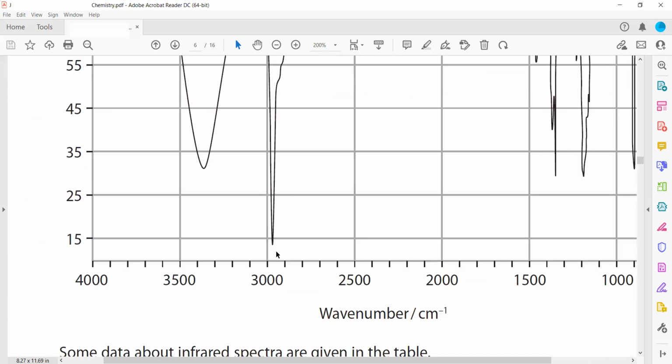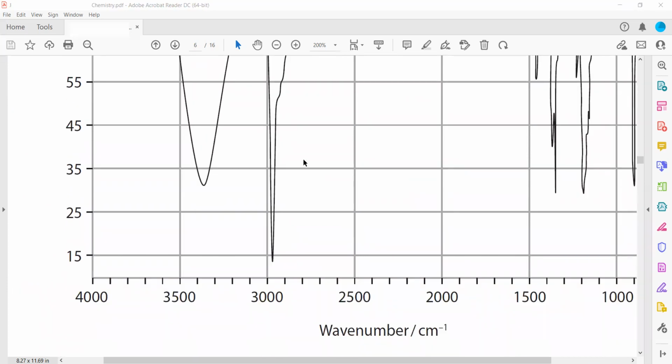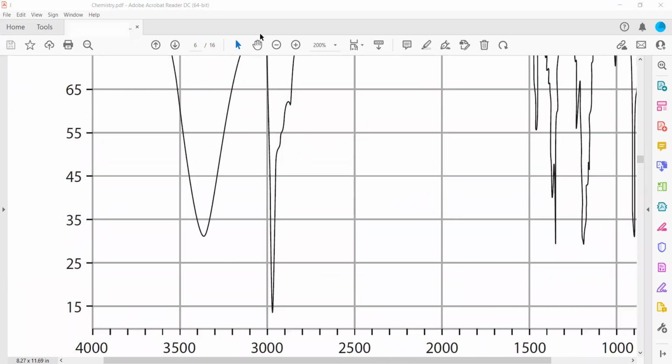We don't have to look at the 1500 region, because that's the fingerprint region. We have to check what is afterwards. So what is afterwards? There are two peaks. One is a sharp peak at 2900, and the other peak is from 3300 to 3600, which is a broad peak.